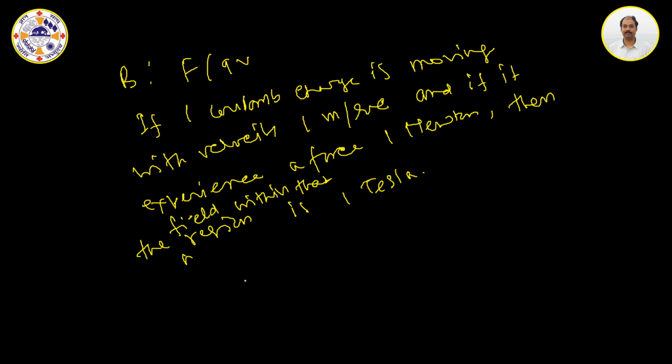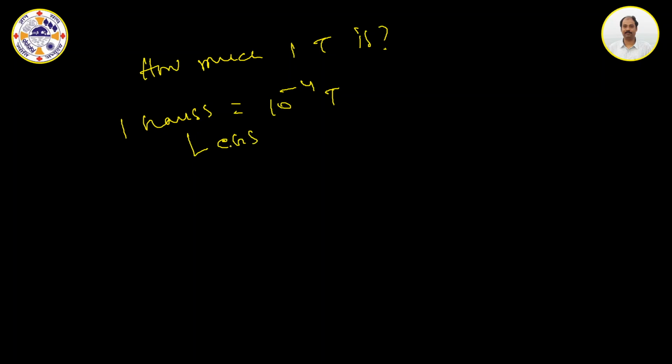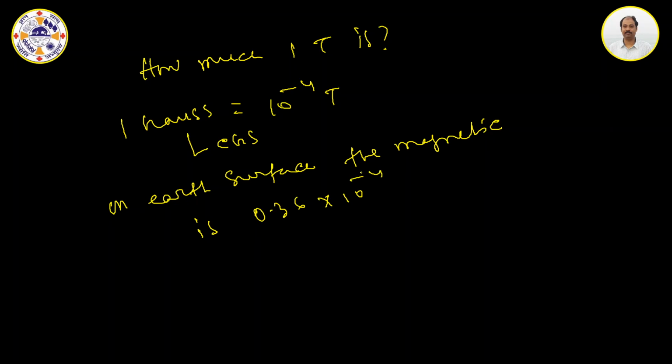Now, to give you an idea about how much 1 Tesla is, I am giving you an example. 1 Gauss is equal to 10 to the power minus 4 Tesla. Gauss is actually the CGS unit of magnetic field or magnetic induction. On Earth's surface, we know there is a magnetic field. On Earth's surface, the magnetic field is 0.36 into 10 to the power minus 4 Tesla. You all experience this magnetic field through various devices, so you can get an idea about how much 1 Tesla is.